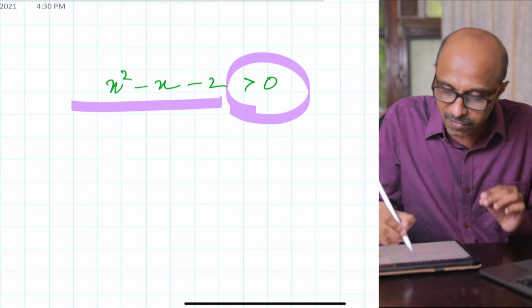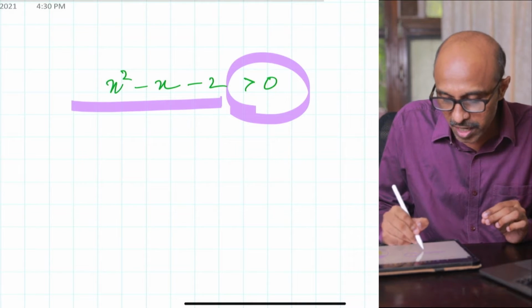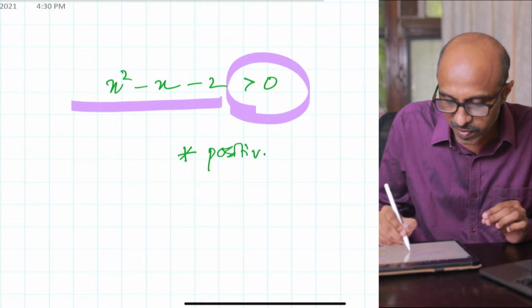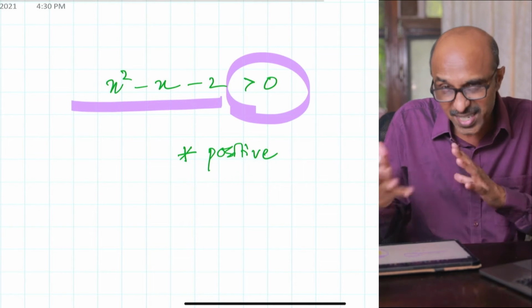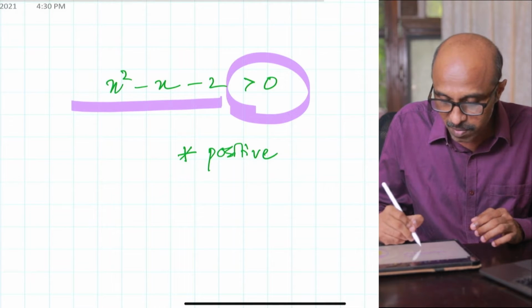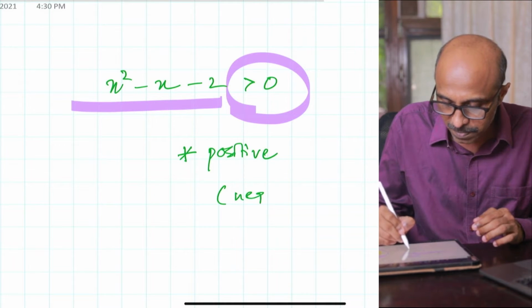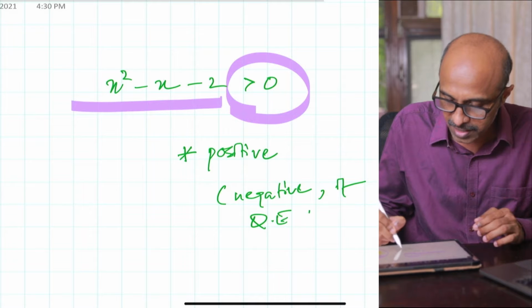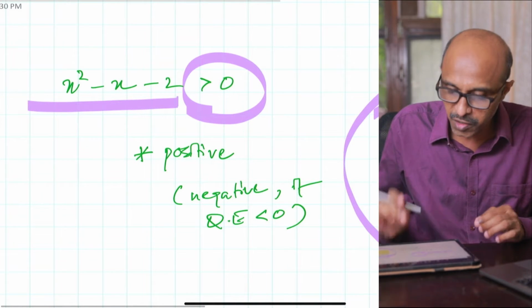Okay. Now, a couple of things. If it's a greater than 0, it must be interpreted as positive. So sometimes when we see greater than 0, something like x greater than 0, it literally means x is positive. And whenever we have less than 0, it must be interpreted as negative. Negative if the quadratic expression is less than 0. Okay, that's the key thing to remember.